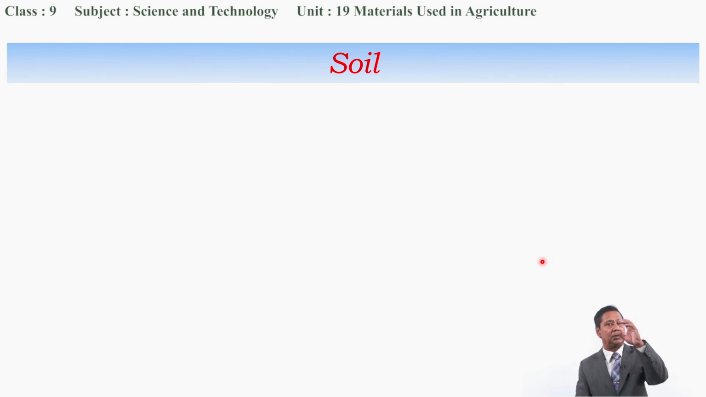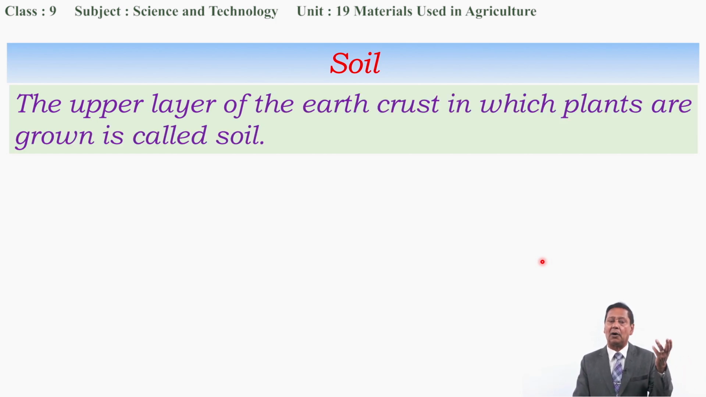Now I want to talk about the soil. If you are asked what is soil, then you can say the upper layer of the earth crust in which plants are grown is called soil. Soil can be defined differently in different parts of science, in chemistry differently, in geology differently, but we are concerned with the plant and its growth. That's why we can say that the upper layer of the earth crust in which plants are grown is called soil. And soil has a very important function for the growth of the plant.